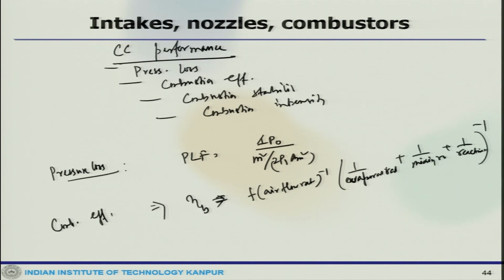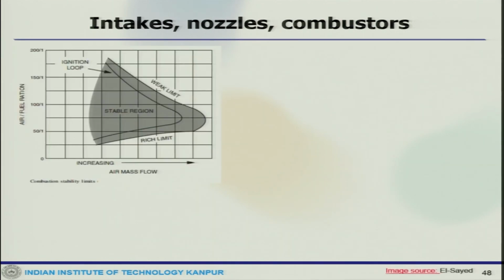Then combustion stability, which means smooth burning and the ability of the flame to remain alight over a wide operating range. For any particular type of combustion chamber, there are both rich and weak limits for the fuel beyond which the flame cannot be sustained. One can see that limit here. This is how one can define that beyond a limit, the combustion could be stable or it could be unstable. So this is what is going to be important.